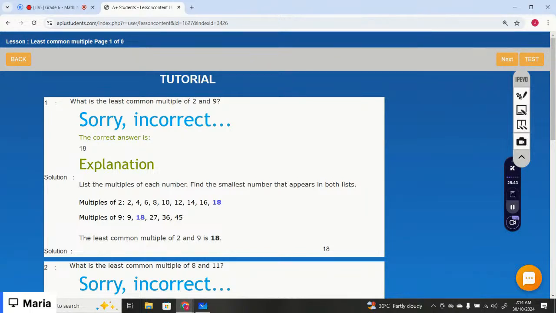Then you need to write down the multiples of 9. They are 9, 18, 27, 36, and 45, right? So the smallest common multiple, the least common multiple, is 18. So the LCM of 2 and 9 is 18. The correct option is 18.